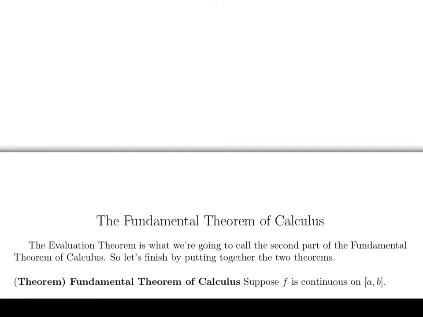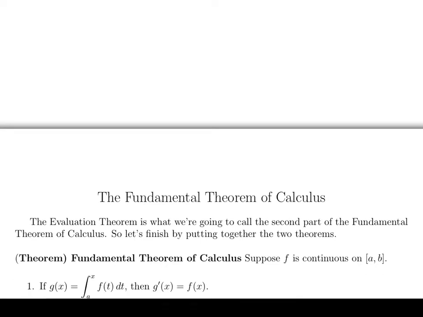So we start by saying that suppose that we have a continuous function on the interval from a to b. Then if g of x is the integral from a to x of f of t dt, then we can differentiate this function and get back to f of x. That's part 1 of the fundamental theorem.